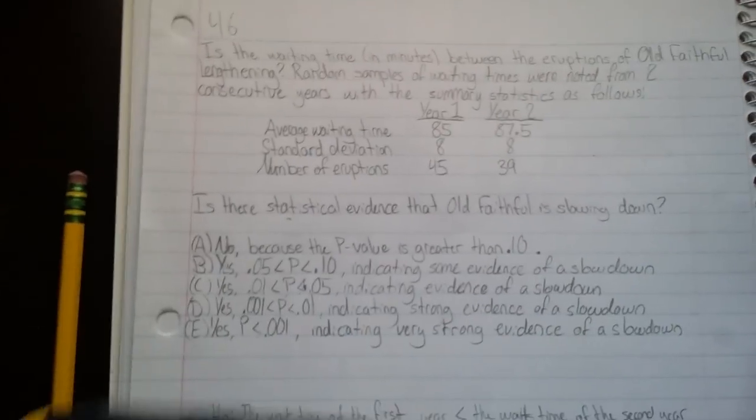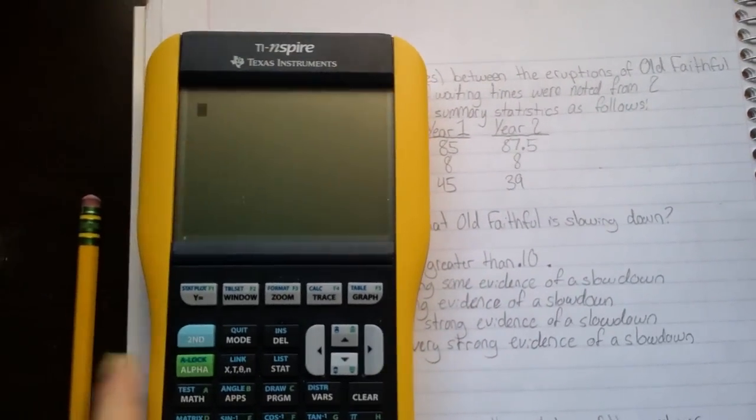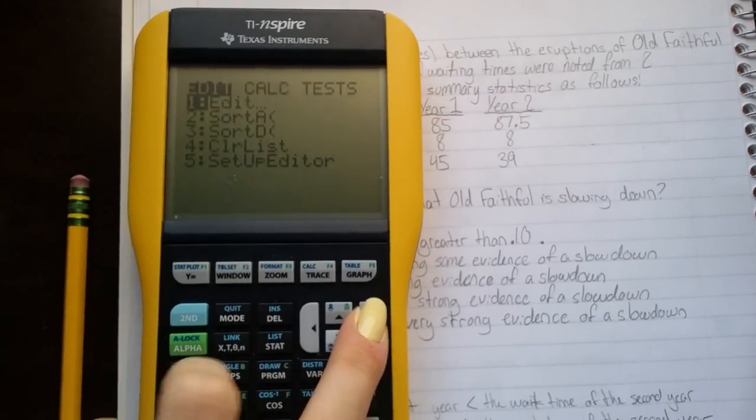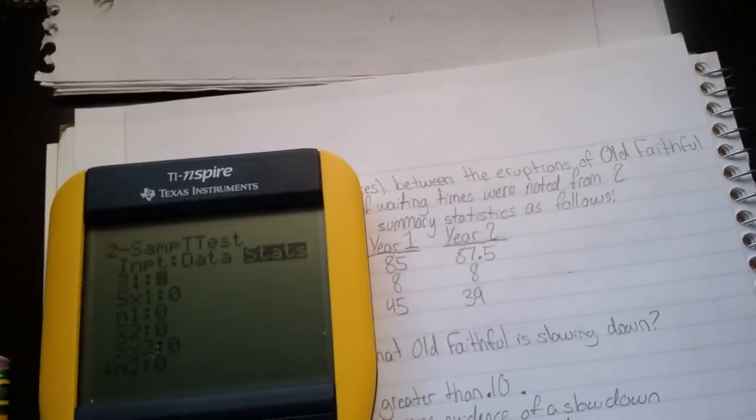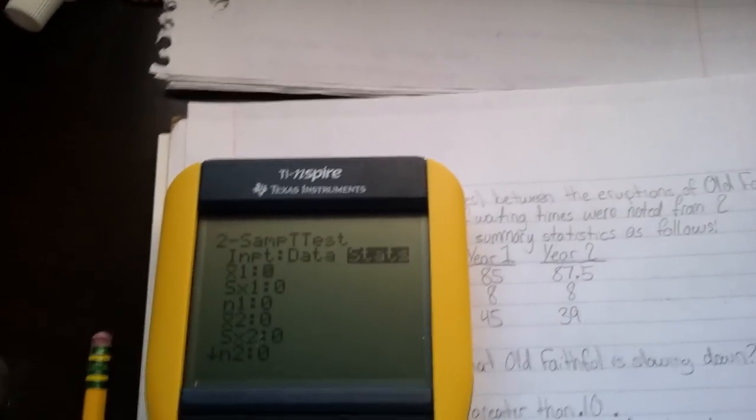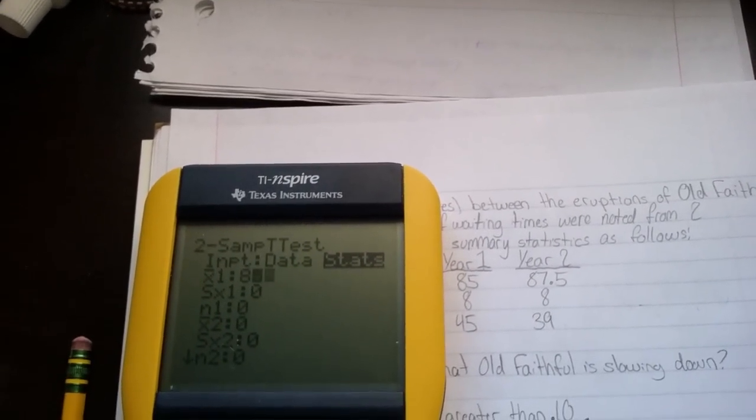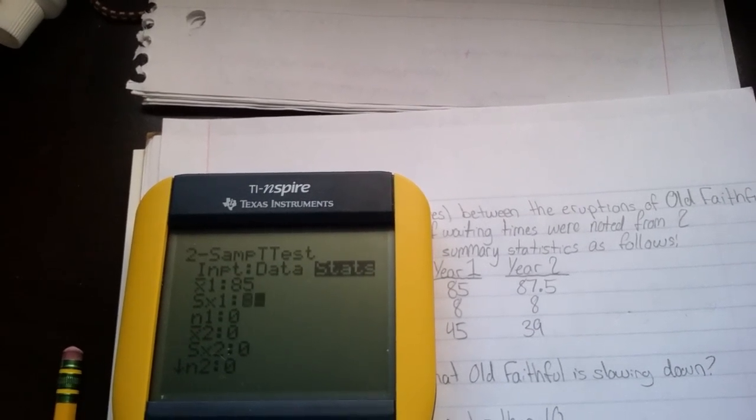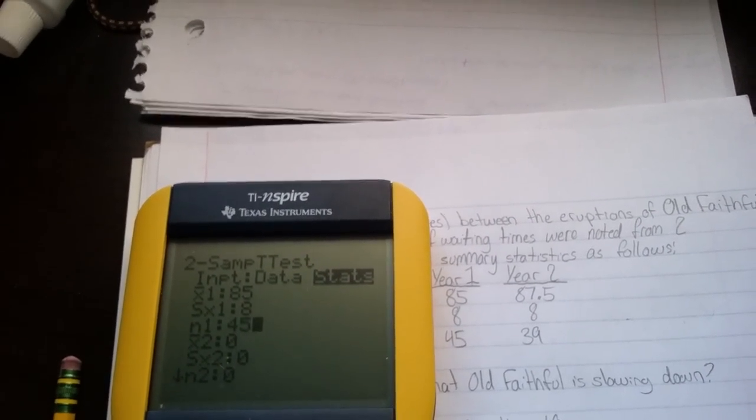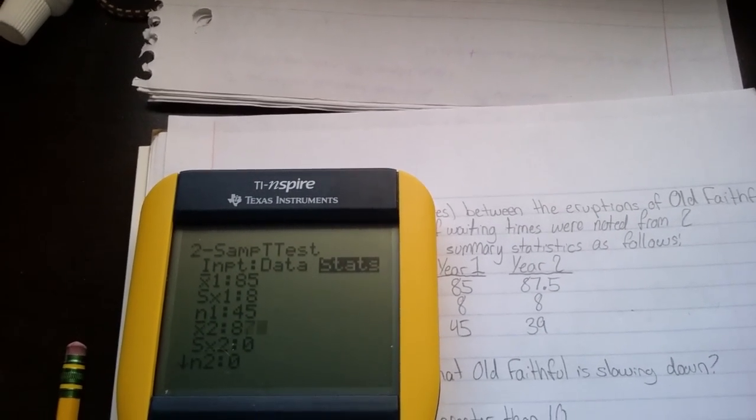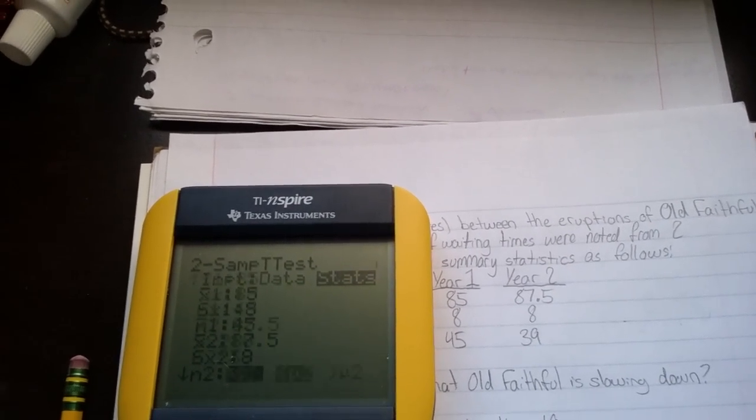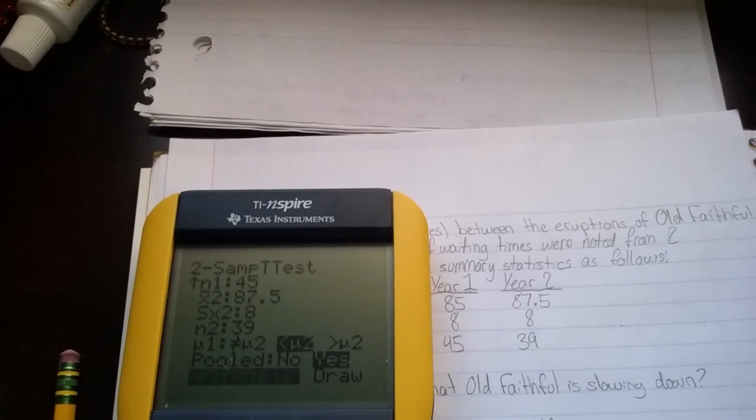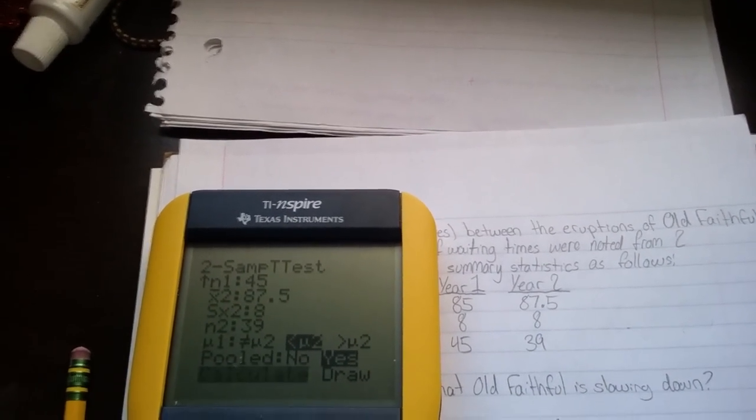So, let's do the test. Test 2-sample t-test. Now, like I said, x1, the mean, the average, 85, standard deviation is 8, the total population is 45, and for x2 it's 87.5, and then the standard deviation is 8, and the n is 39, and then it's going to be less than. Second pulled, yes, calculate.